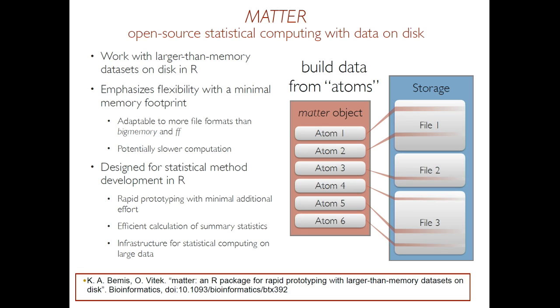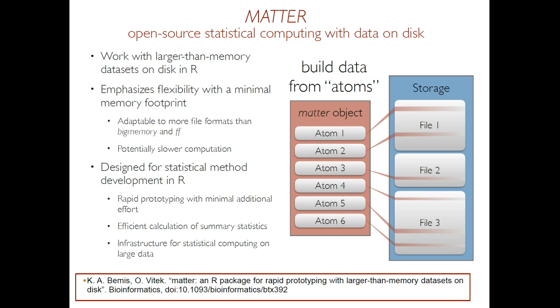So the solution that I came up with is to develop this R package Matter for working with large data sets on disk. The idea behind Matter is really to emphasize flexibility in terms of what kind of files and what kind of data sets it can work with. It's adaptable to essentially any kind of open source file format, and it's based on this idea of building a data set from smaller atoms. I'm going to talk a little bit more about what that means in just another slide or two.